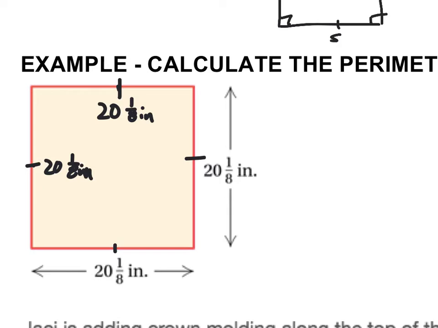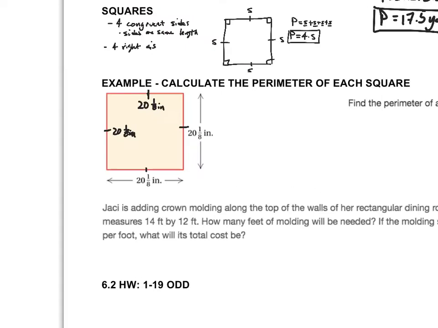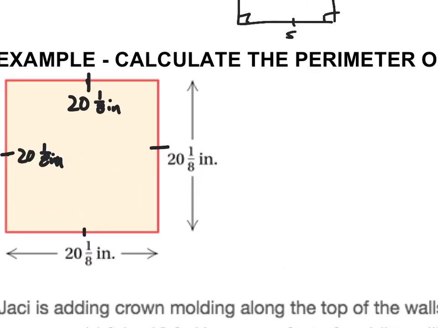All right. And it's a little bit trickier to add up these numbers with the eighths. So what I'm going to do is convert 1/8 into a decimal. What this means is that 20 1/8 inches is the same thing as saying 20.125 inches, okay? And so that's a little bit easier to work with, especially if you have a calculator.